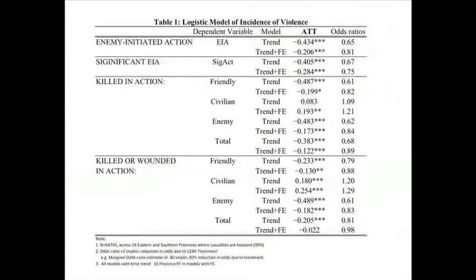Then we've got killed in action and killed or wounded in action. And again, this is a 1-0 variable. This is not the number killed in action, that's the next table. So killed in action is the incidence of a friendly KIA. A killed in action of friendly forces. A killed in action of civilian. There's action going on and a civilian got killed. At least one civilian got killed.